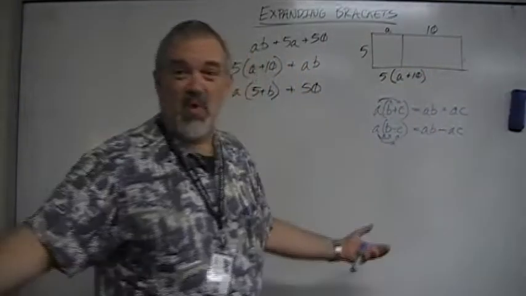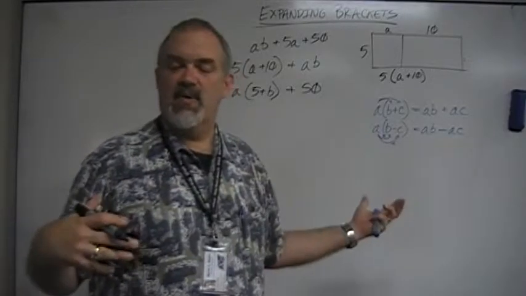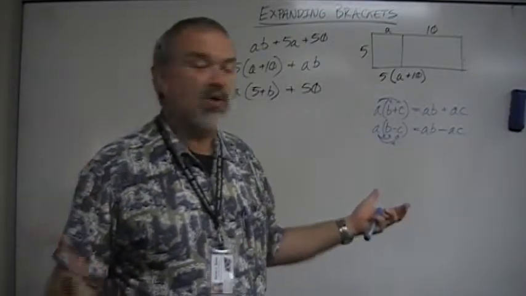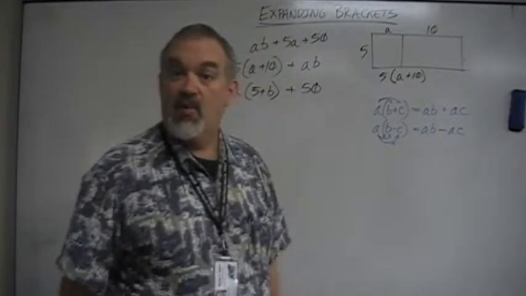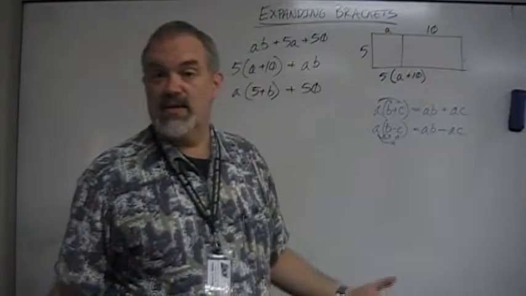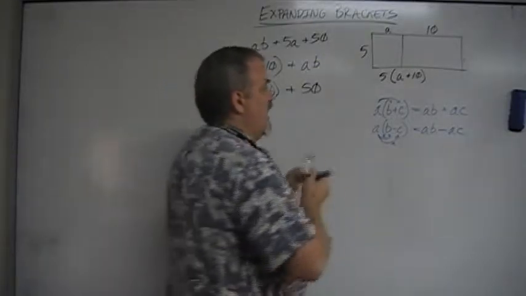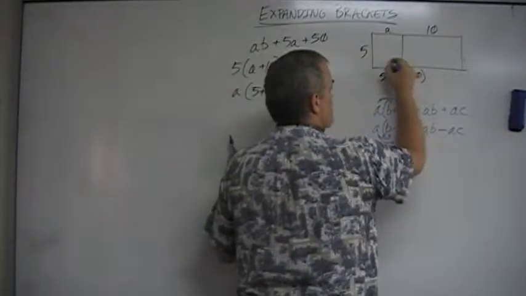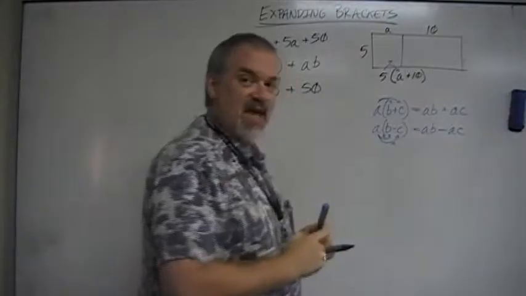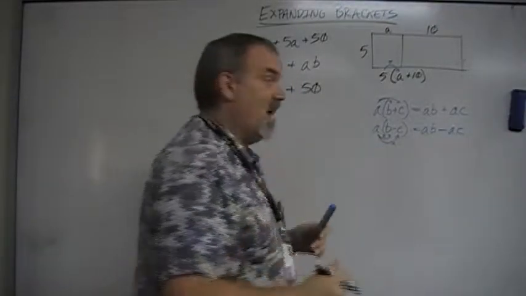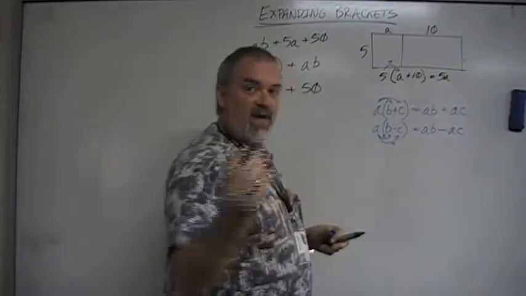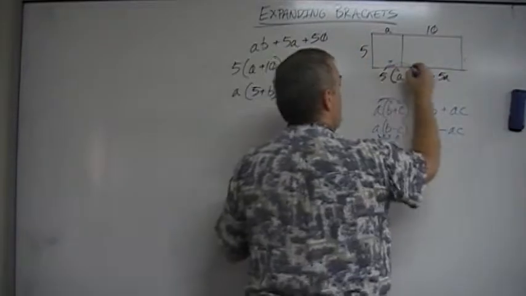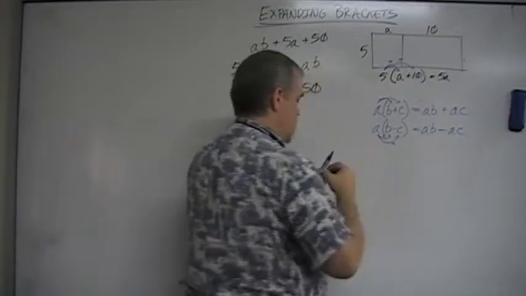Now, if we knew what A was, let's say that A was 2, then we have 12, and we could multiply that by 5 and get 60, and that would be great. But we don't know what A is. So what can we do? Well, we can multiply this. 5 times A gives me 5A. And 5 times 10 gives me 50.